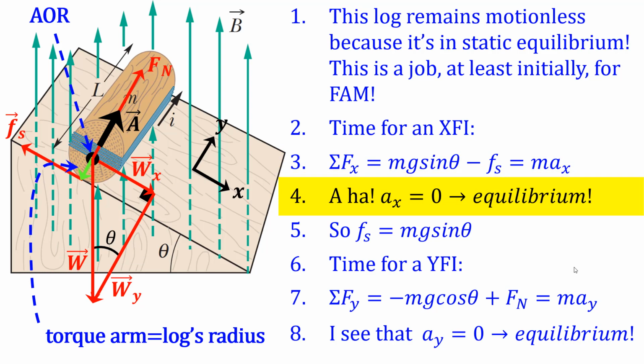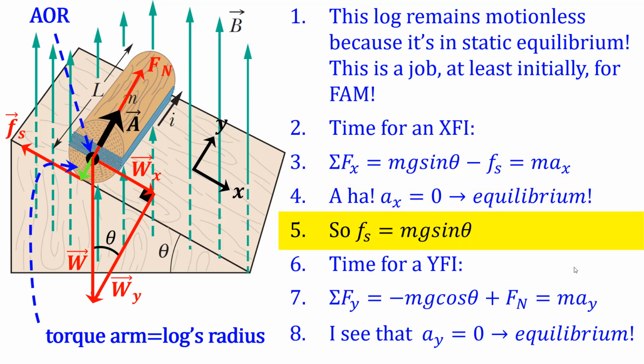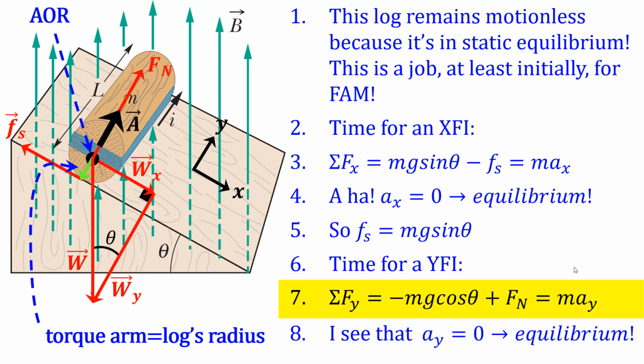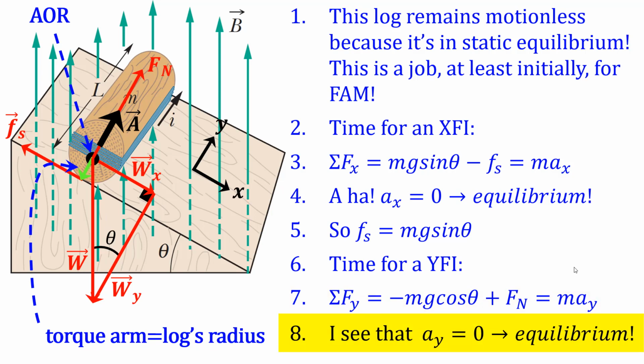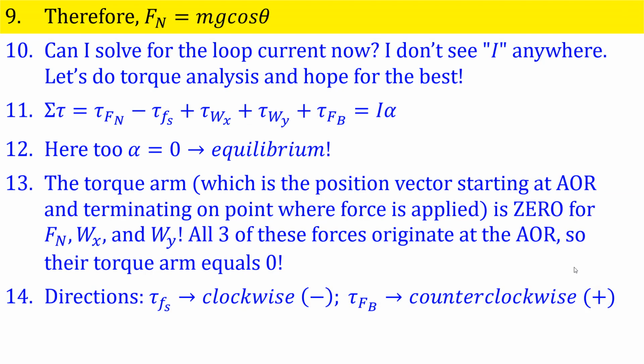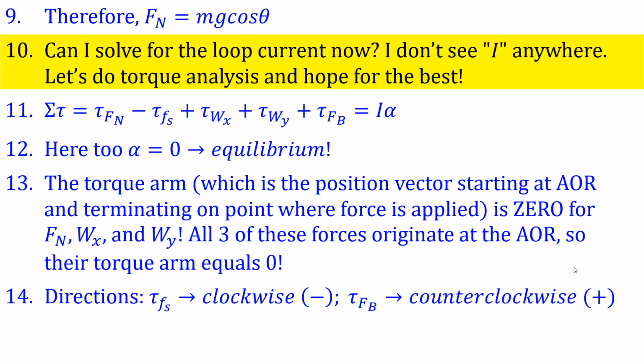Step 4, again, because this log is remaining motionless, the acceleration is equal to 0. Step 5, I have an expression for static friction. Step 6, I'll continue with the y-force inventory. Step 7, I'm summing up all of the y-oriented forces. Once again, remembering that nothing's moving here, so step 8, I'm setting the acceleration for the y direction equal to 0. Step 9, I now have an expression that links the normal force to the y component of the log's weight force.